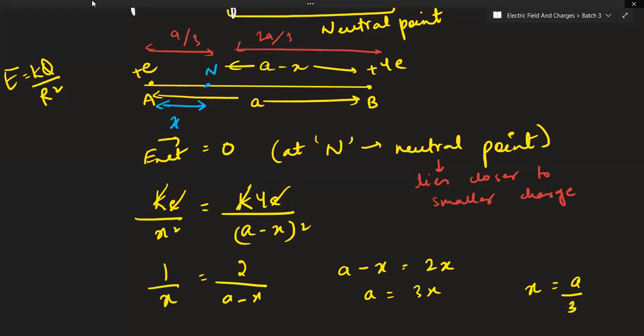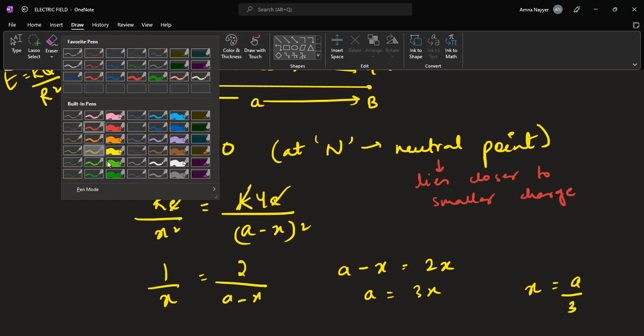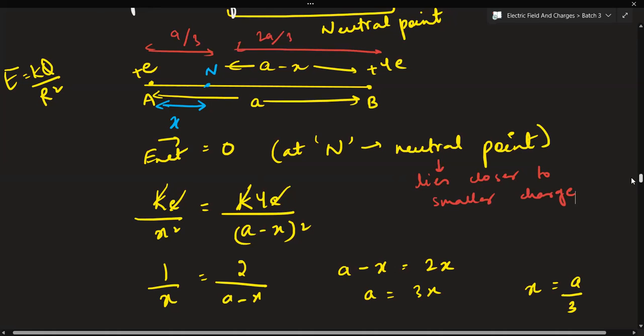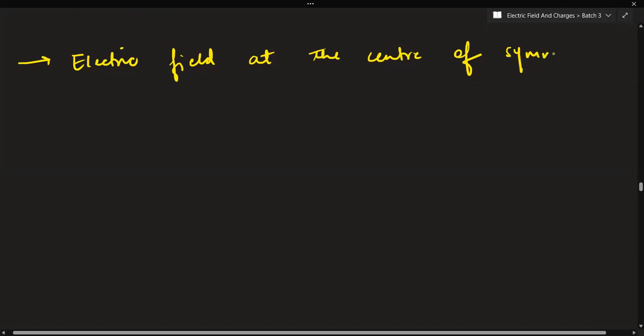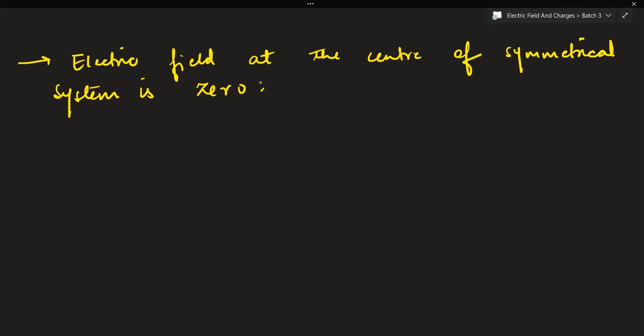Okay. So for some systems, you can take electric field as 0. If you get some questions like this, if you have a symmetrical system, always remember the electric field at the center of a symmetrical system is 0. So this will ease your calculation. If you get a symmetrical system, no need to perform any calculation. Just quickly write the answer as 0.